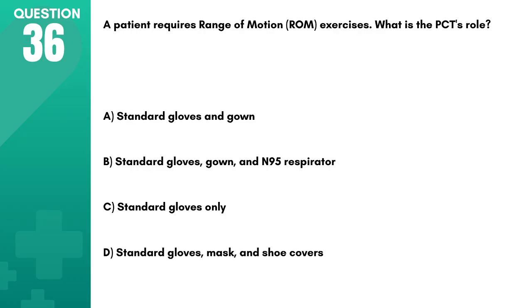Question 36. A patient requires range of motion, ROM, exercises. What is the PCT's role? A. To perform all passive ROM exercises without guidance. B. To assist the nurse in performing active or passive ROM exercises as directed. C. To instruct the patient on how to perform the exercises independently. D. To document the patient's range of motion capabilities.